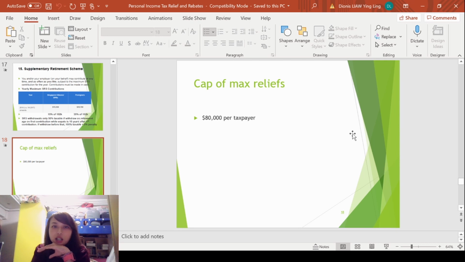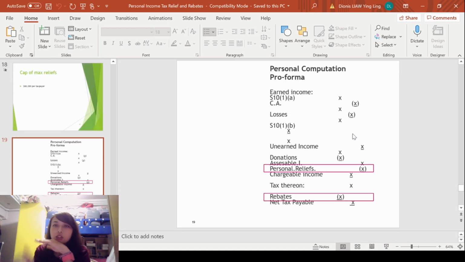Based on all this, there are 15 reliefs that I went through just now. It's also capped at $80,000 per taxpayer. Last time they used to have this spouse relief you can transfer to each other, but now they don't really have it, so it's $80,000 per taxpayer. Actually, for the working mother child relief, if you earn a lot, you will be capped at $80,000 already. Tax reliefs are always deducted after you see earned income and losses, then your donations. After that, you will have the reliefs that I mentioned just now. After that, you arrive at your chargeable income.